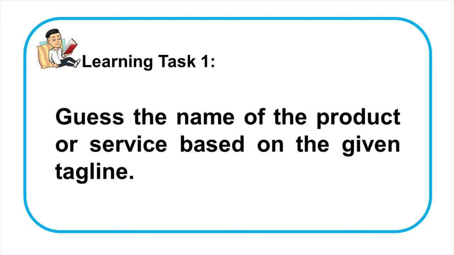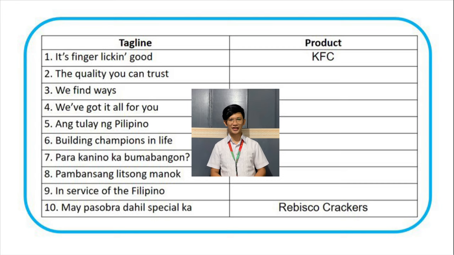Guess the name of the product or service based on the given tagline. Again, guess the name of the product or service based on the given tagline. Number 1 and number 10 are already done for you as examples. Number 1, it's finger licking good. It is the tagline of KFC. And for number 10, may pasobra dahil special ka. It is the tagline of Rebisco Crackers. Now, let's have number 2 to 9 for your learning task number 1.